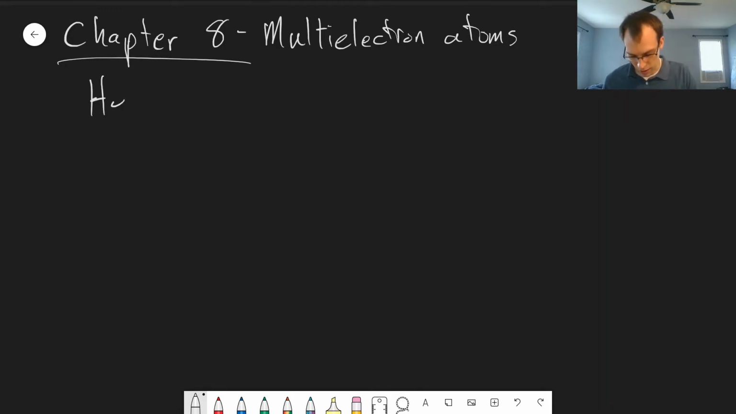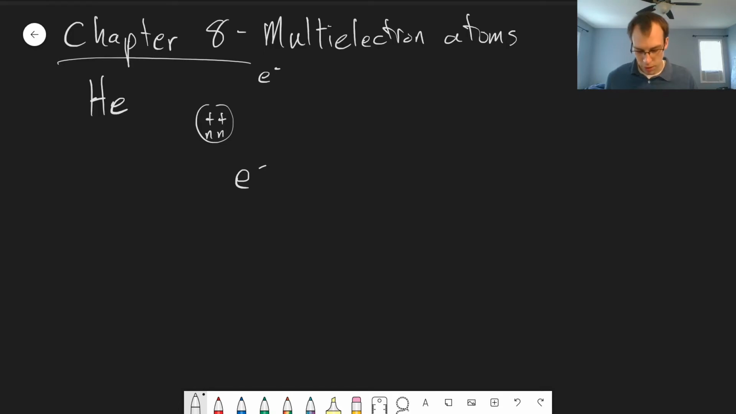So this is anything like helium, where we have 2 protons, 2 neutrons, and 2 electrons surrounding our nucleus, and going beyond this, of course. But we're going to start with helium as our first, simplest example of a multi-electron atom, and then we'll talk about more general concepts as we continue through this chapter.